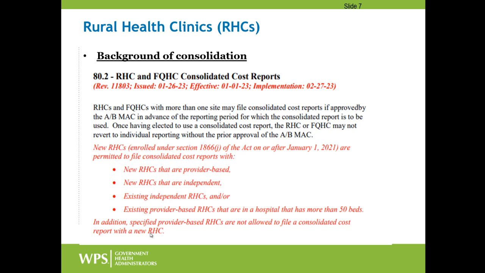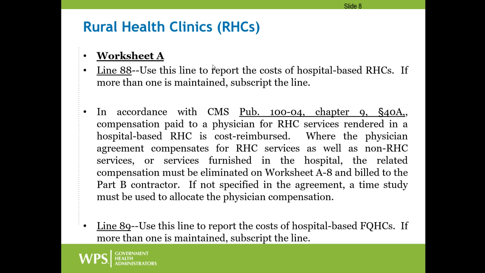And here what they're saying is specified provider-based RHCs, they should have specified this further, are not allowed to file a consolidated cost report with a new RHC. The specified RHCs are those with less than 50 beds, because then they would be exempt from that limit, and there's a difference in payment. That's the point we're trying to make here. We'll get to that when we get to the rates in just a bit, but I wanted to make the point that you can't consolidate with whatever RHC you want, and we'll even dig in deeper. It even depends on what year of a base rate was used.